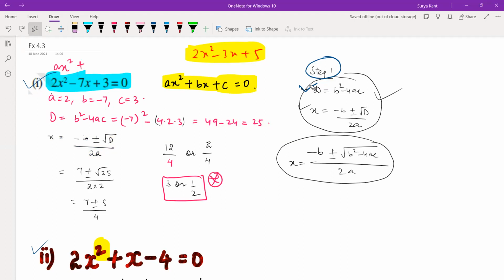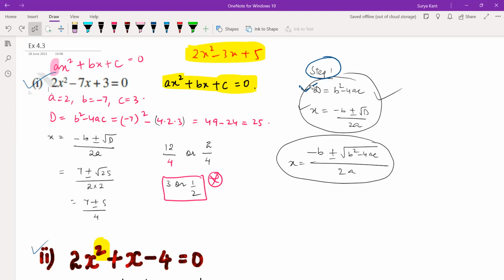All of you have solved? If you have solved, you can do question number 2 and just send me in the chat box.